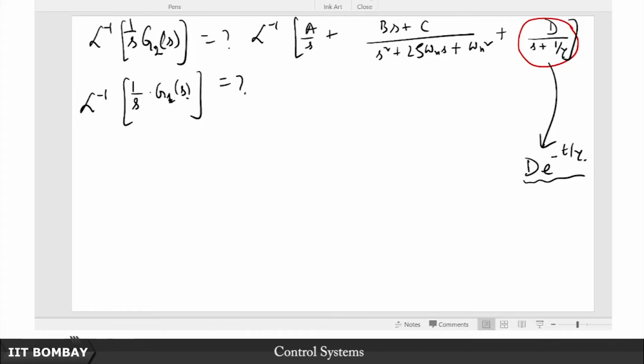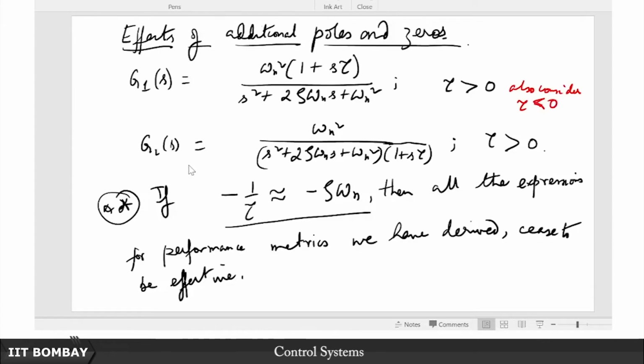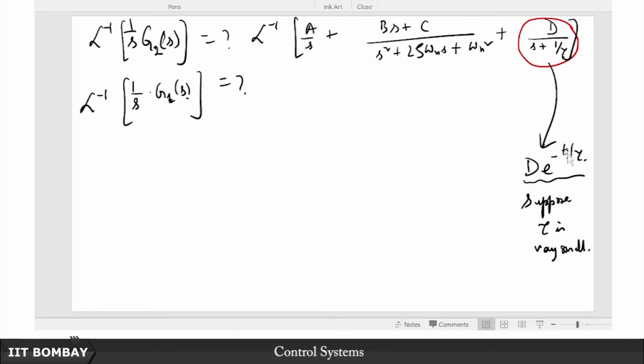One, suppose tau is very small. What does that mean? If tau is very small, it means that this exponential mode is very fast, or 1 by tau is very large, which means that the third pole, that is minus 1 by tau, is far away from the imaginary axis. If it's very far away, then what happens? The effect of this third mode decays very soon.